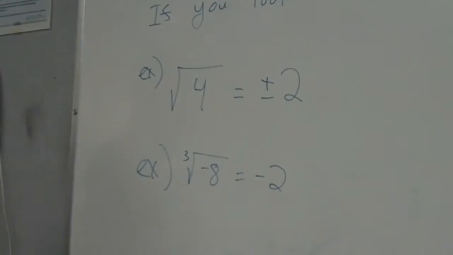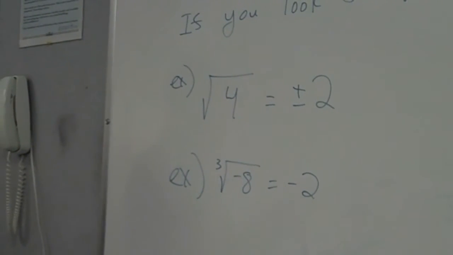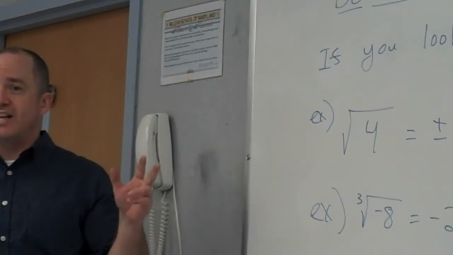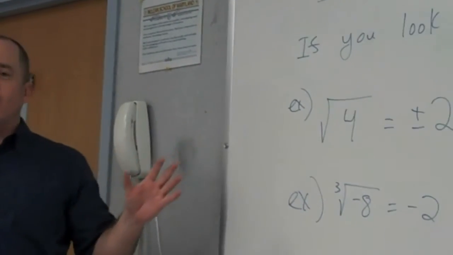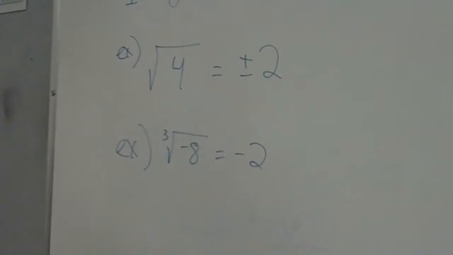All odd roots, you've been taught you have one answer, and it can be positive or negative. All even roots, you've been taught you have 2 answers, a positive and a negative. We're going to blow that out of the water here for a second. And here's what de Moivre's theorem basically says.